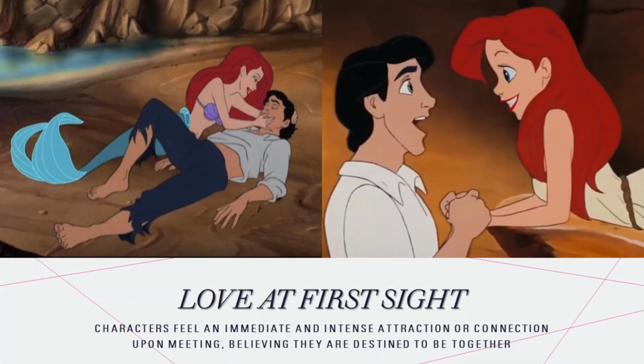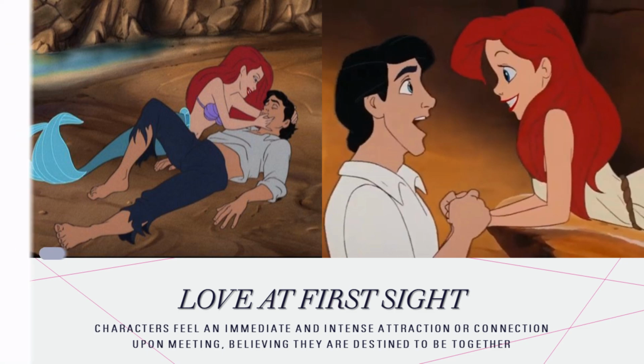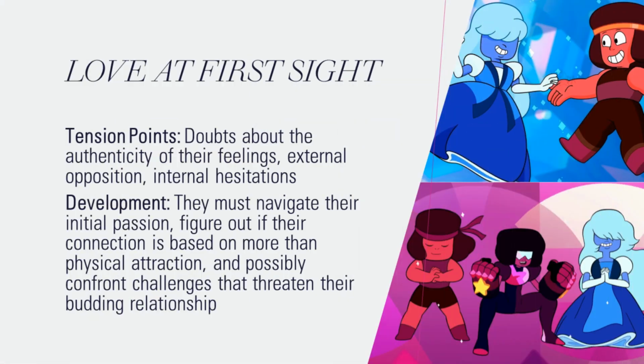The love at first sight plotline revolves around characters who experience an immediate and intense connection upon meeting, believing they are destined to be together. The tension in this dynamic often comes from doubts about the authenticity of their feelings, external opposition, or internal hesitation as they question whether their attraction is more than just physical.